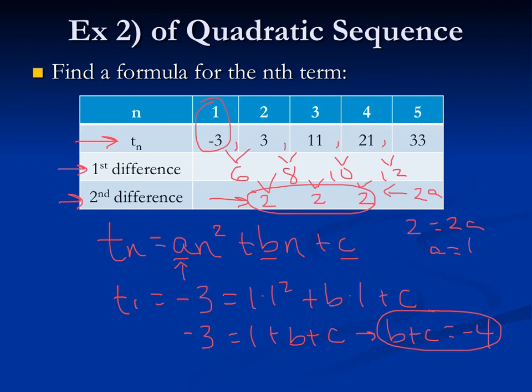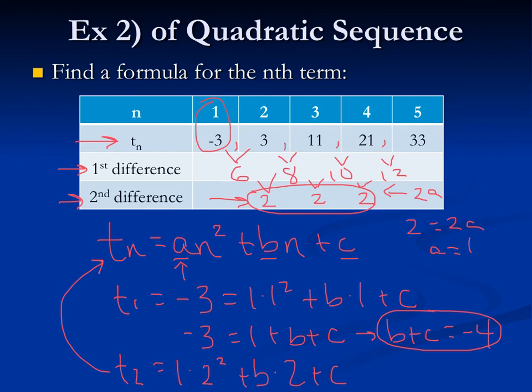And then we would have to do that very same thing again. And again, I'm going to use the second term. I could use the fourth term if I wanted to, but it would just make the numbers much larger than I need them to be. So in my second term, again, I'm substituting into my general formula. My a is still 1, but now n is 2. So I have 1 times 2 squared plus b times 2 plus c.